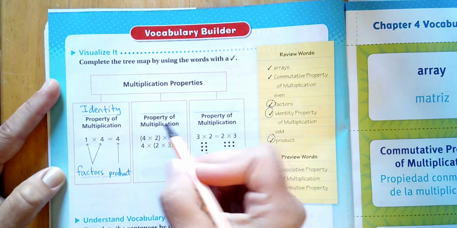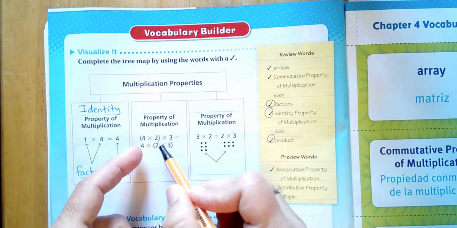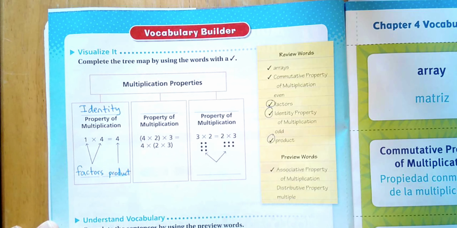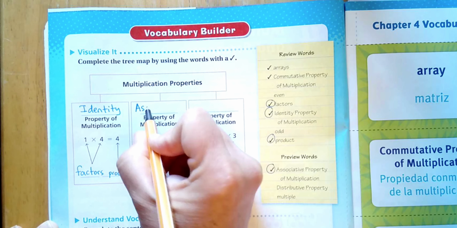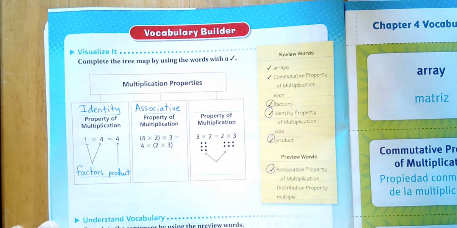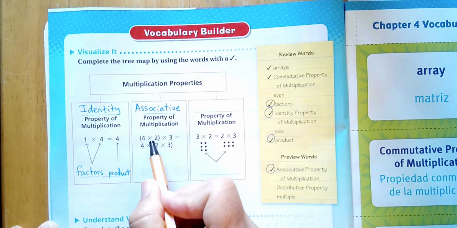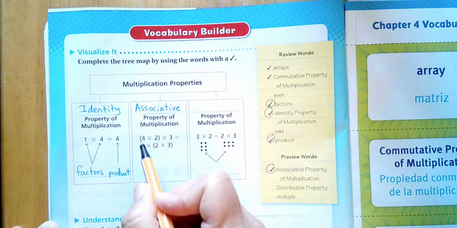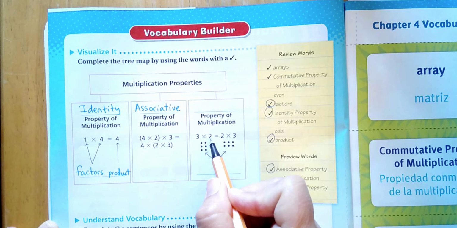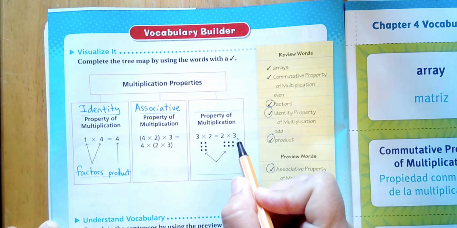Now, we did talk about this property of multiplication where we can change the grouping. The grouping property is also called the associative property. This is the hardest one for me to remember. But I think of it like I can associate these numbers together, or I can associate these numbers together, and the parentheses help me.